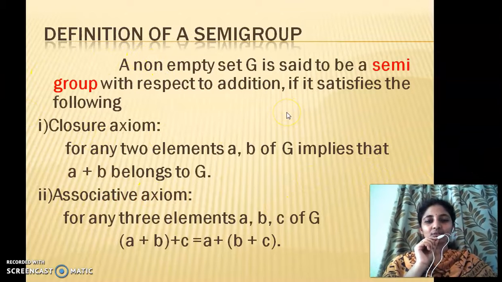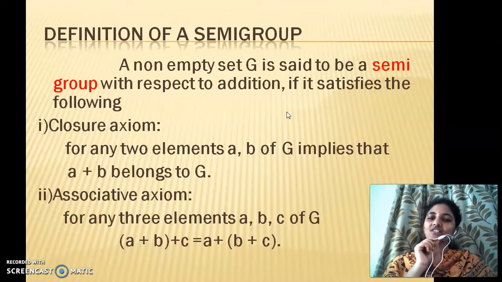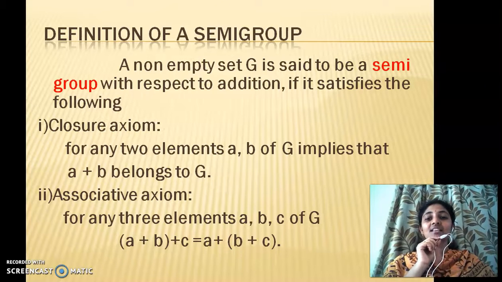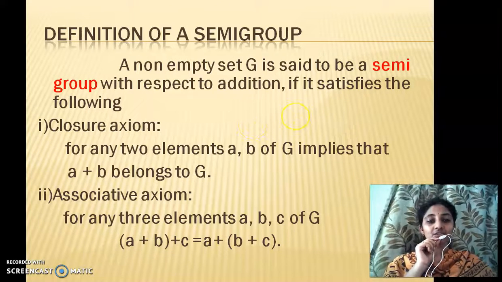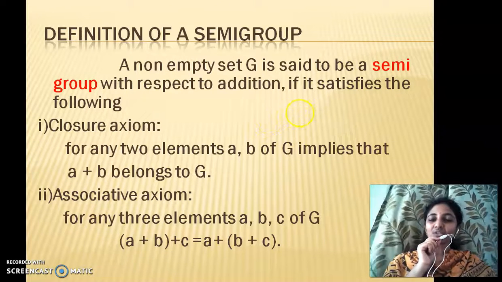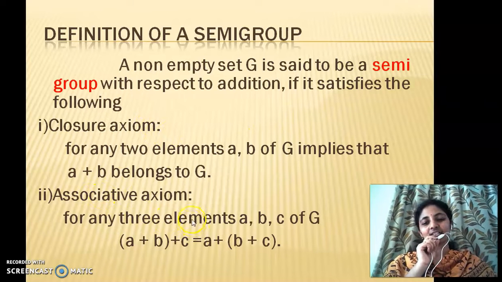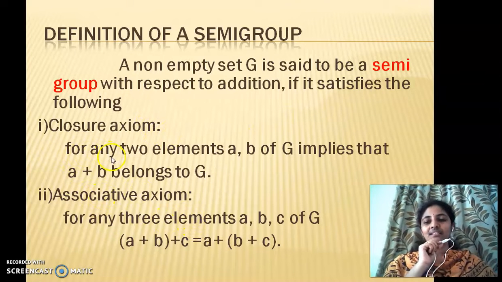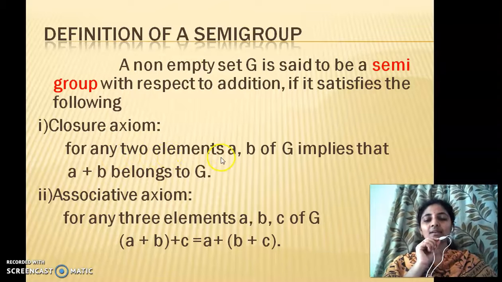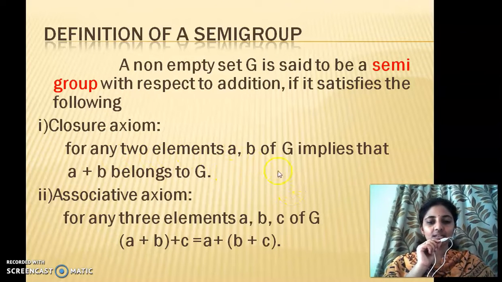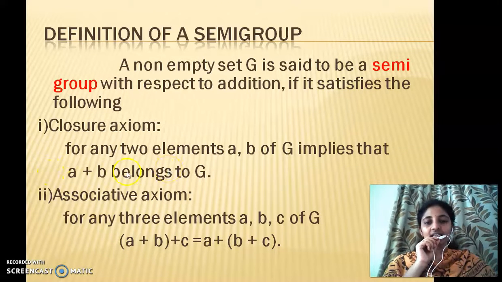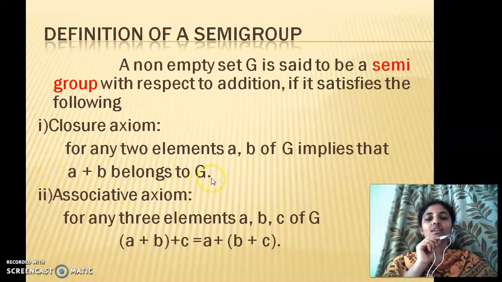Definition of a semigroup. A non-empty set G is said to be a semigroup with respect to addition if it satisfies the following: closure axiom and associative axiom. What is a closure axiom? For any two elements a and b of G implies that a plus b belongs to G.